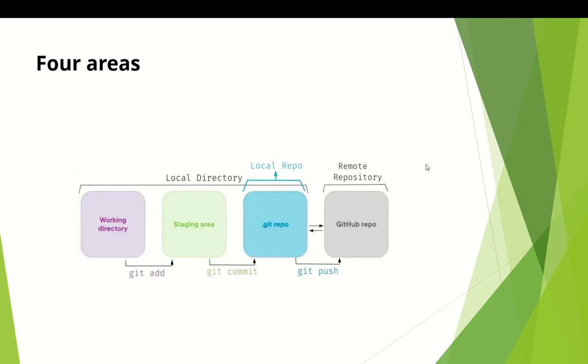Here, from the working area it will be sent to the staging area. Then the Git repo is the local repository. From here we'll be pushing it using the command git push to the GitHub repository, and when another DevOps engineer needs that same code, he will run the command git pull to pull that code.